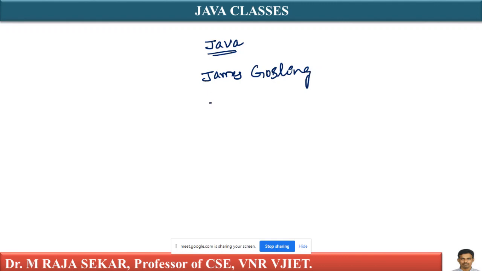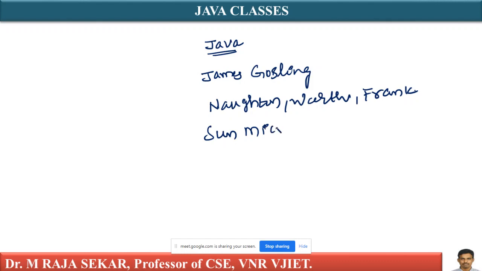The members of this team are Nathan, Worth, and Frank. They worked at Sun Microsystems in the USA. Sun Microsystems is basically a software development company.